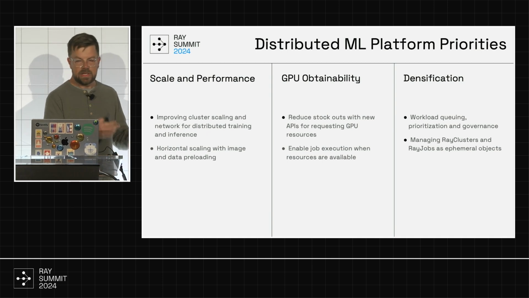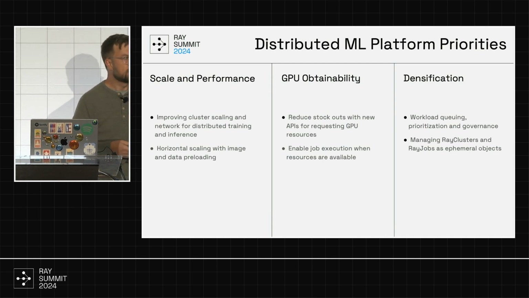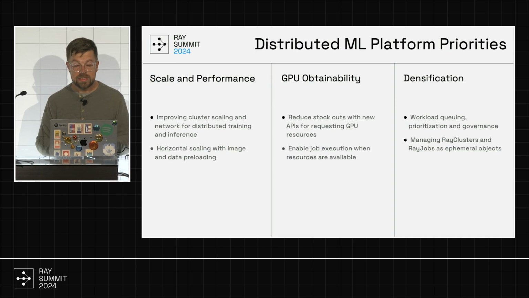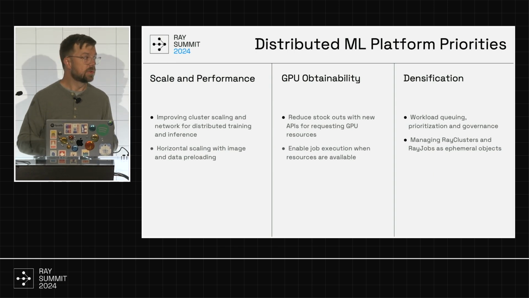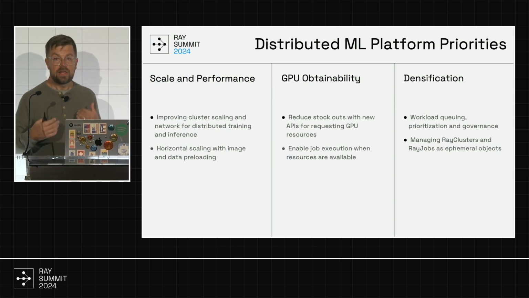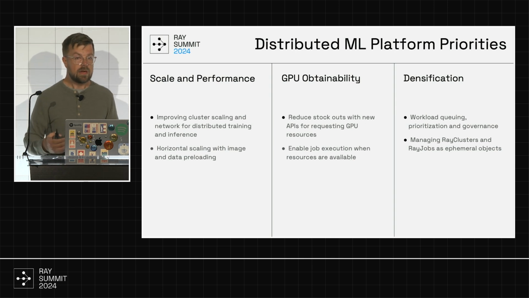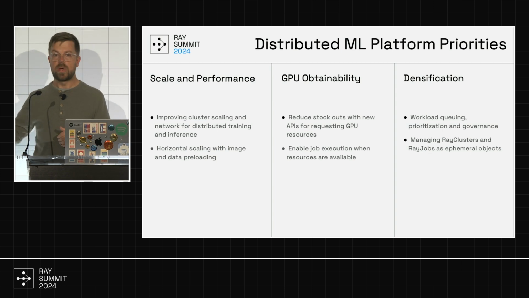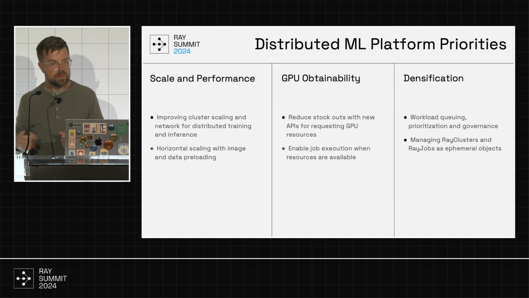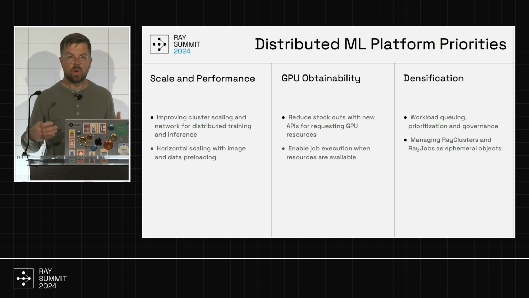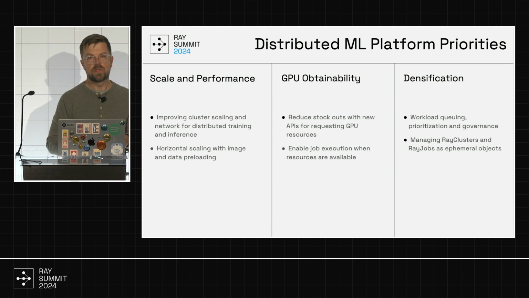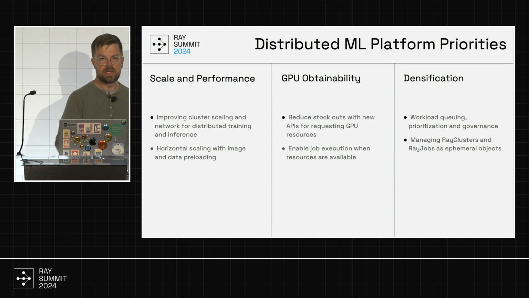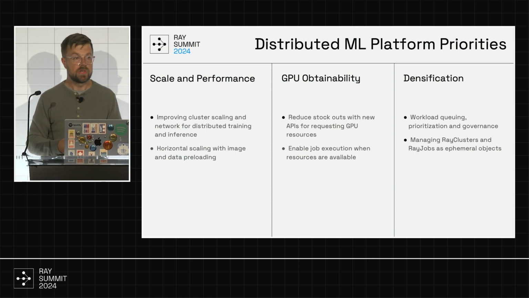So we want to make it easy for job execution. We want to make it easy for those Ray APIs, Kubernetes APIs, to express the needs of those resources. And then the last is densification. So in some cases you might have dynamic allocation of resources where you want GPUs when you need them, and when you don't need them anymore, you want to spin them down. But in other cases, you want to densify your workloads in such a way that you are maximizing the utilization of your GPU resources across the board.